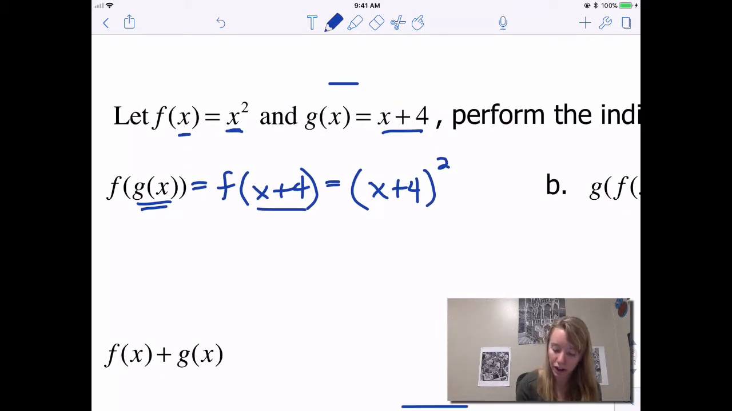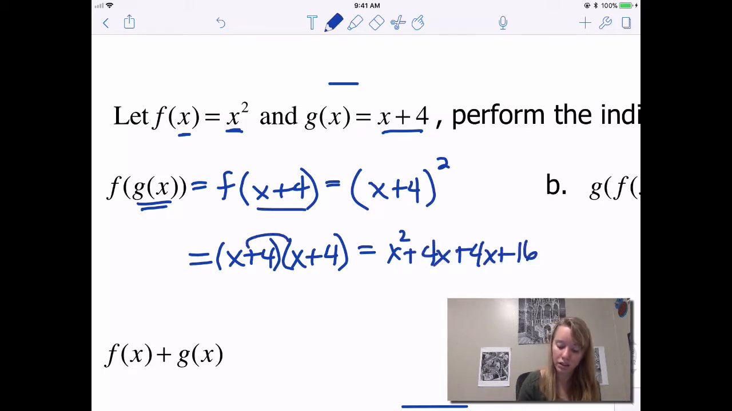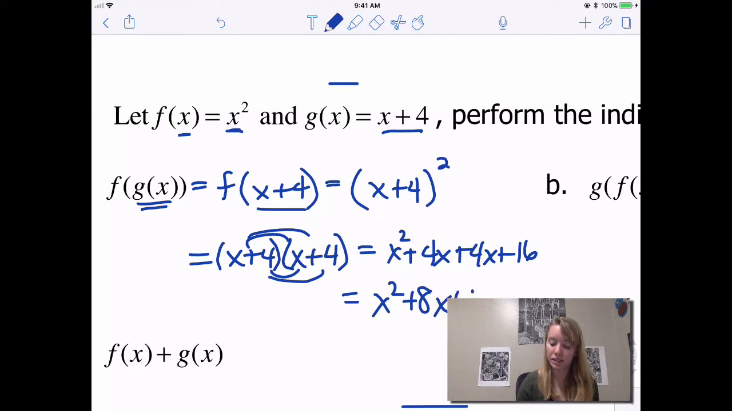And we can actually simplify x plus 4 squared. That's x plus 4 times x plus 4. And then we can multiply. We get x squared plus 4x plus 4x plus 16. Okay, so we FOILed. Or x squared plus 8x plus 16.